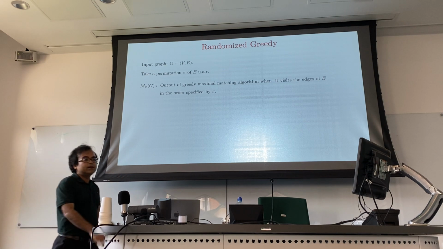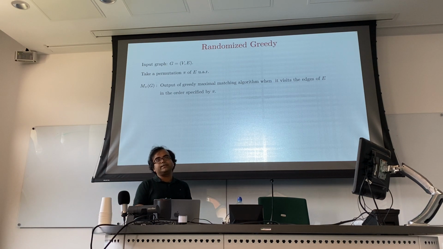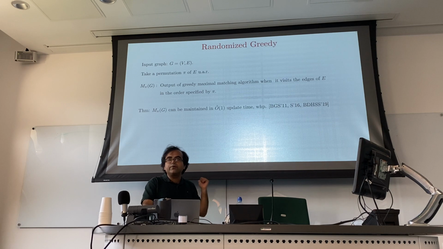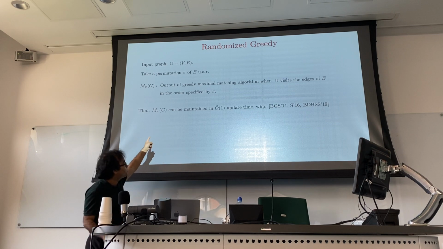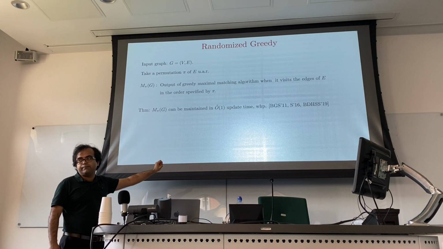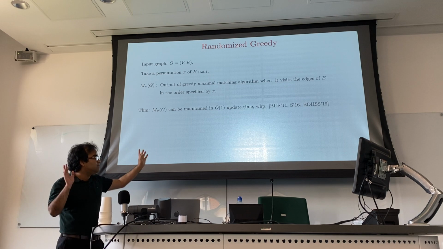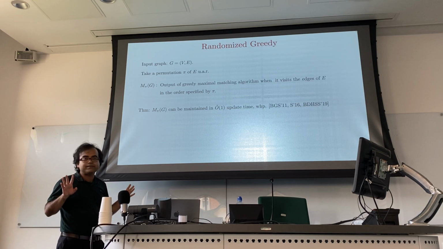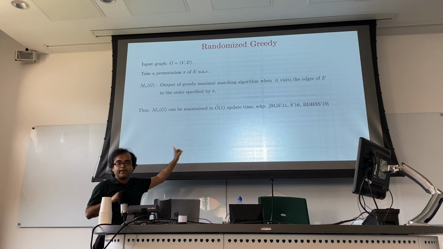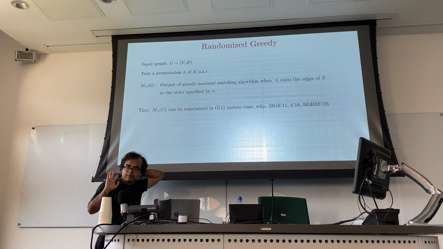Okay. Once you throw in this randomization, it so happens that you can precisely maintain the output of such a matching in polylog update time. There is a sequence of very elegant papers, and you can teach them in maybe 2-3 lectures in randomized algorithms, which achieves this. But I cannot present the full proof because it will be quite technical.